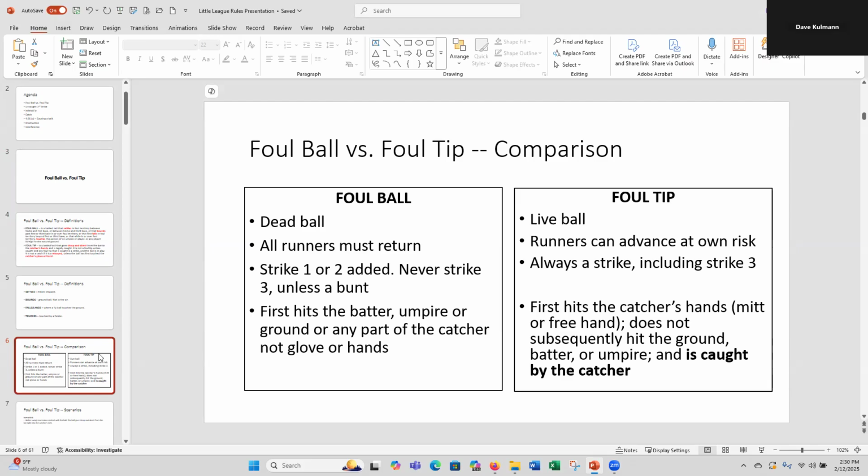So it first hits the catcher's hands, does not subsequently hit the ground, batter, or umpire, and is caught by the catcher. So those three things: it has to first hit a catcher's hands, either the mitt or the free hand, it hits nothing else, does not hit the ground, does not hit the batter or the umpire, and is caught by the catcher. Notice it says nothing about hitting another part of the catcher. We'll get into that in a little bit.